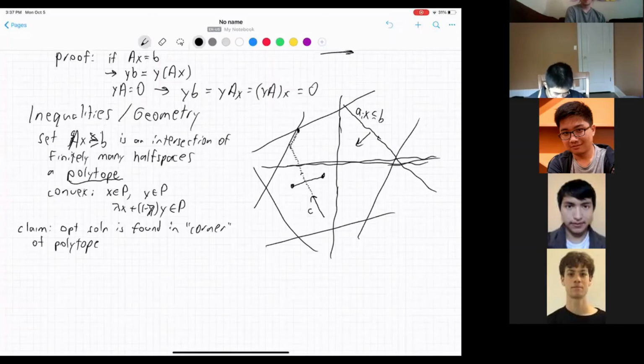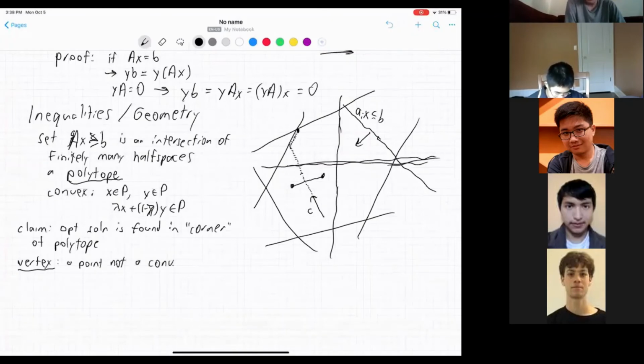So we need to define these corners, and we're actually going to look at a pair of definitions of corner. So a vertex is a point that is not a convex combination of two other points, or of any other points in the polytope, okay?